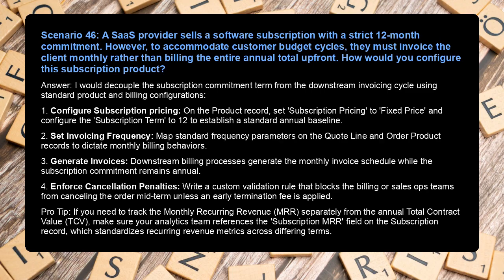4. Enforce cancellation penalties. Write a custom validation rule that blocks the billing or sales ops teams from canceling the order mid-term unless an early termination fee is applied. Pro tip: if you need to track the monthly recurring revenue (MRR) separately from the annual total contract value (TCV), make sure your analytics team references the subscription MRR field on the subscription record, which standardizes recurring revenue metrics across differing terms.